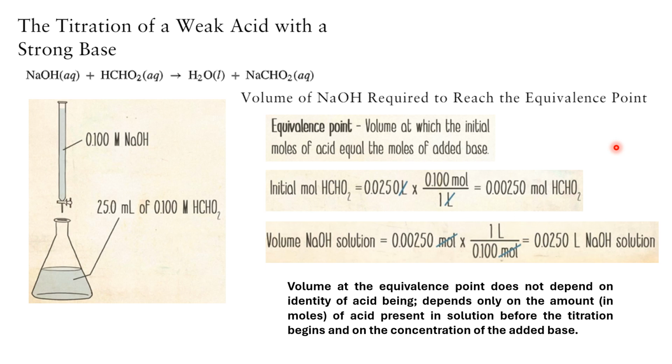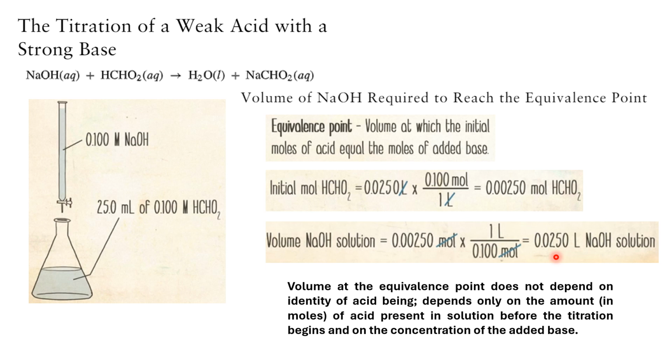It's pretty simple. Now we just take the moles of sodium hydroxide, which is equivalent to the amount of acid we have, and we figure out the volume of sodium hydroxide that we need. We come to the conclusion that it's 0.0250 liters when you do the math, just like the math we did previously. So in this case, it's 25 milliliters of sodium hydroxide to titrate 25 milliliters of weak acid.